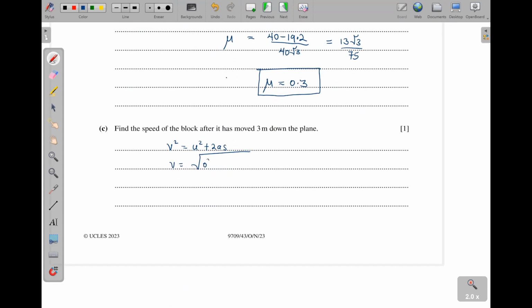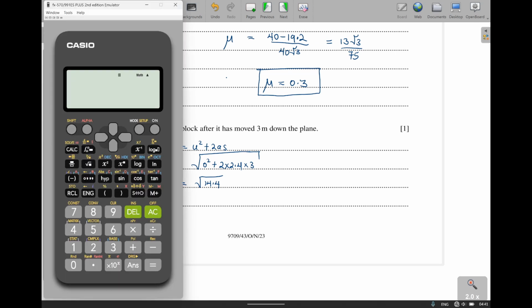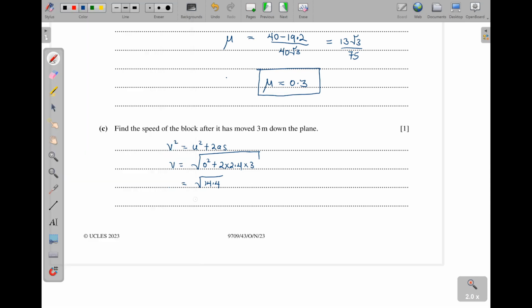So we shall have 0 squared, plus 2 times the acceleration, which was given as 2.4, and the distance is 3. You get the square root of 14.4. Square root of 14.4 is 6 root 10 over 5, which is 3.79 to 3 significant figures. So 3.79 meters per second.